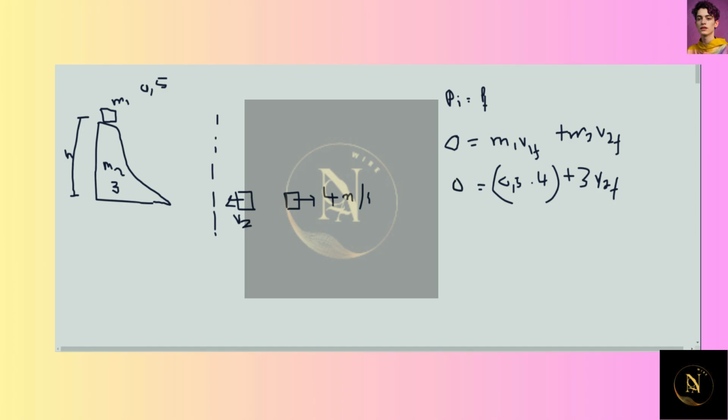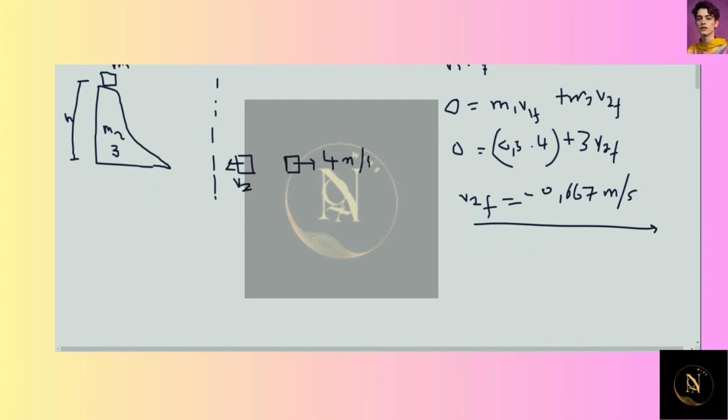So in order to move this to the other side, once you do that, you find that V2 final is just negative 0.667 meters per second. And it's negative again because the block moves in the opposite direction of positive here, which is the 4 meters per second.